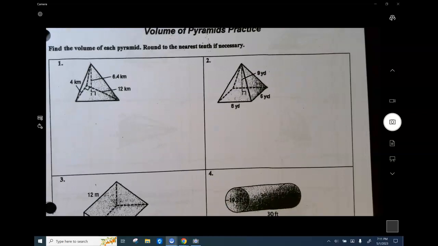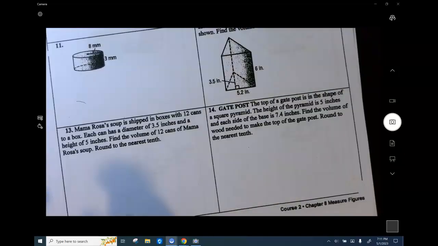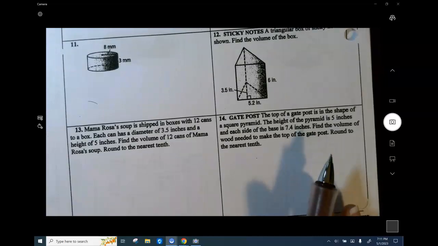So here's your homework on page 25. That's front and back. Okay? And the only thing I want to look at are these word problems, because I don't want you to get to these and go, what? I can't do these, because you can.